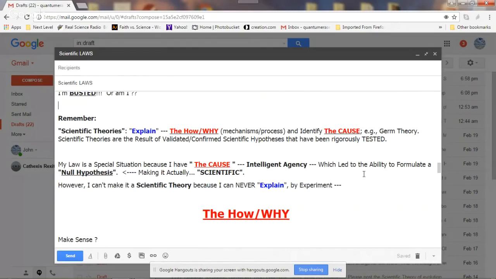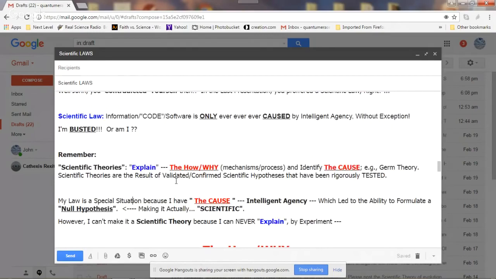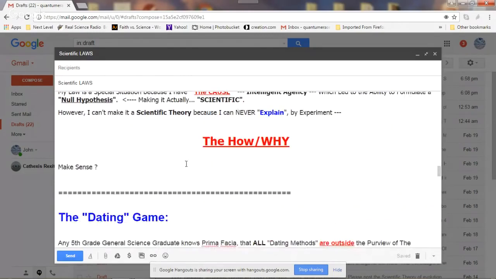That small fact right there led to the ability to formulate a null hypothesis. See, once I'm able to form that, I'm good to go. It's making it actually scientific. However, what I can't do, I can't make it a scientific theory because I can never explain by experiment the how and the why. Make sense? I thought I'd explain that to you because it's an important point, and I hope that resolves a lot of issues.